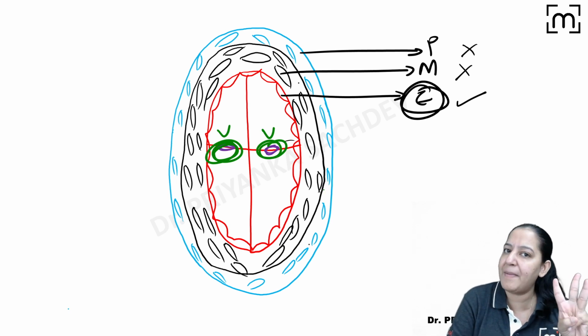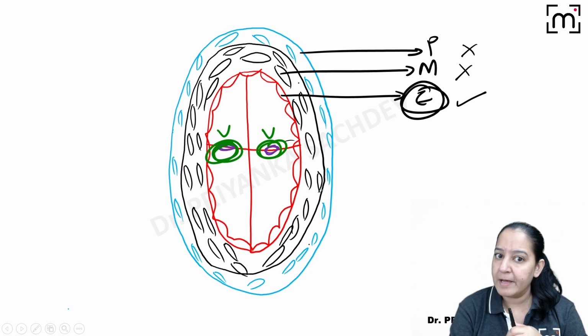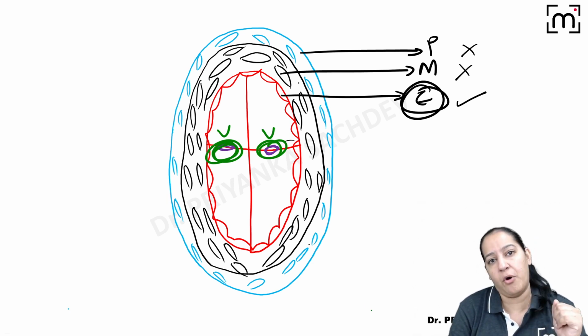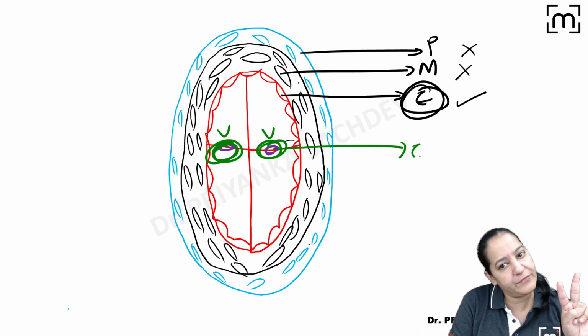Is it endo, myo, or peri that is present on the walls, or are all 3 present on the walls? I am asking you. Do you know the answer? Which layer covers the heart wall? So it is only endocardium. So we can say endocardium is of 2 types.